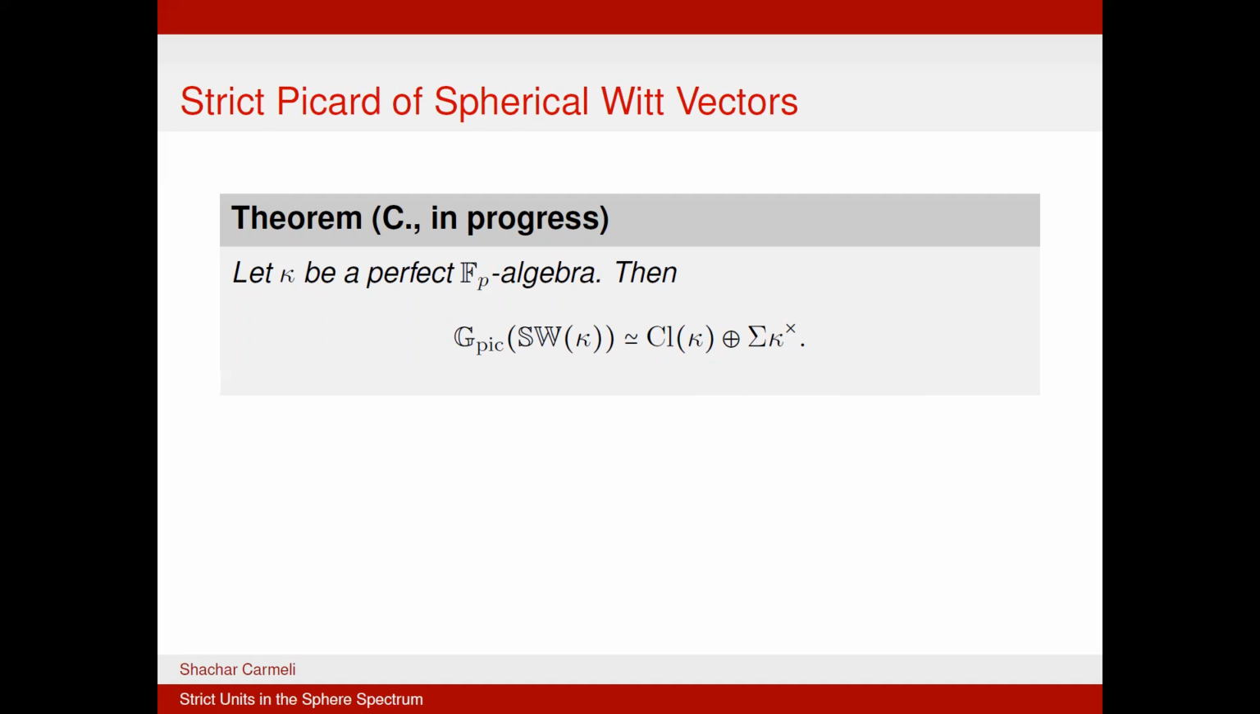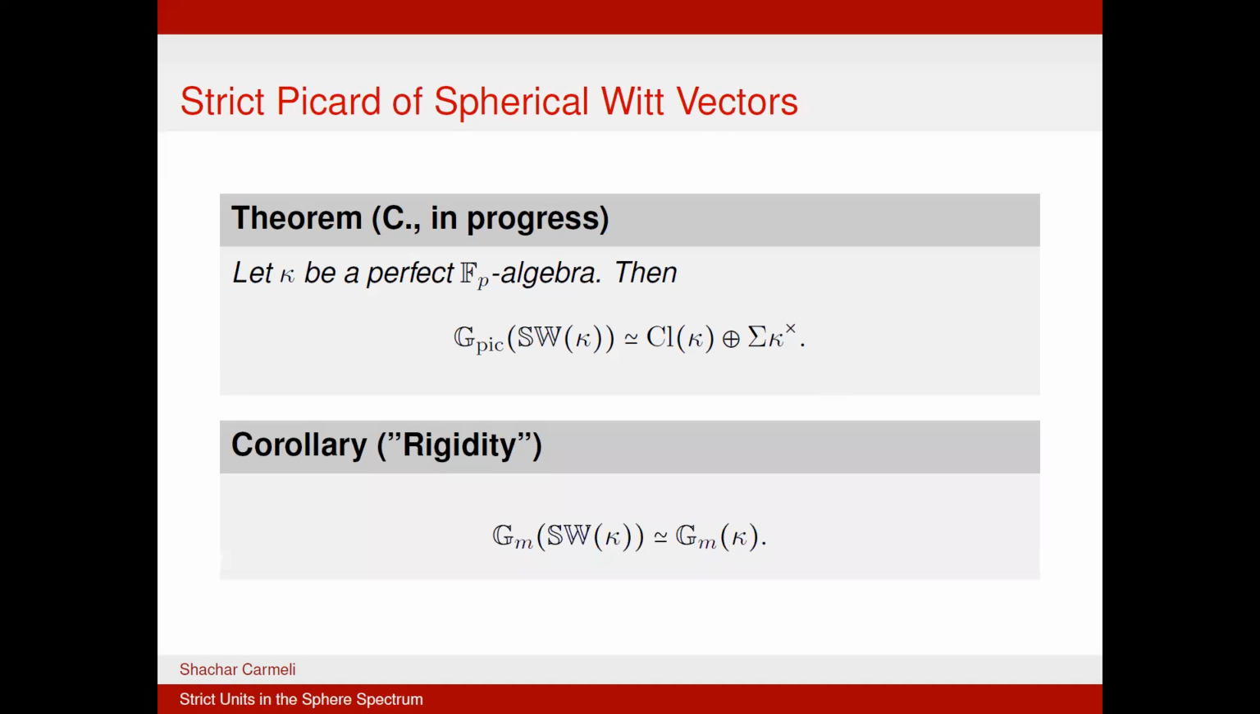And note that this direct sum is not surprising. Computing a Z-module or its homotopy groups is the same, because, as I said, every Z-module non-canonically, but still, decomposes as a product of its homotopy groups. So knowing that pi 0 and pi 1 are what they are supposed to be and all the others are 0 is the same information. And a corollary is that G_m is interestingly rigid: G_m of the spherical Witt vectors of kappa and of kappa are the same. This is maybe a nice way to present the result.